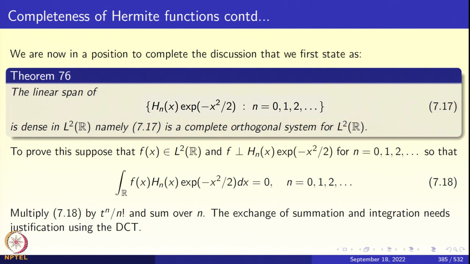That is, its linear span is dense in L2 of the real line. When will the linear span be dense? When is a subspace in a Hilbert space dense?